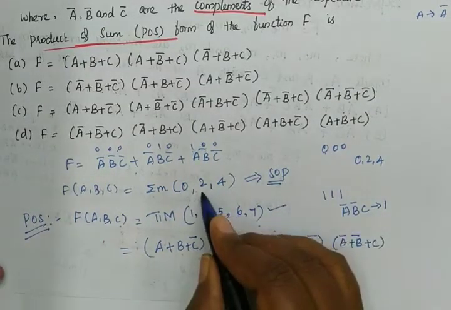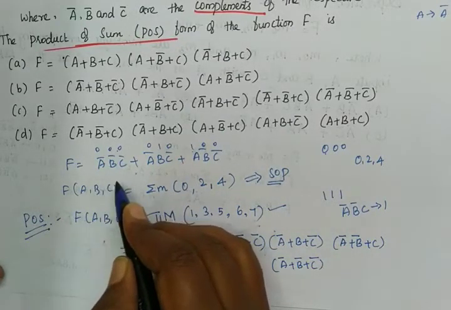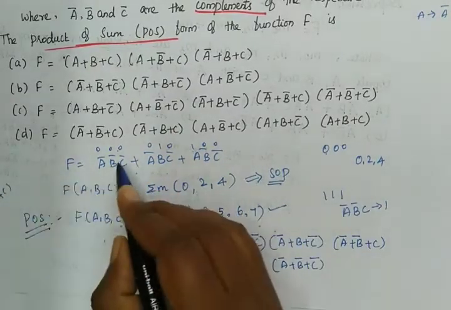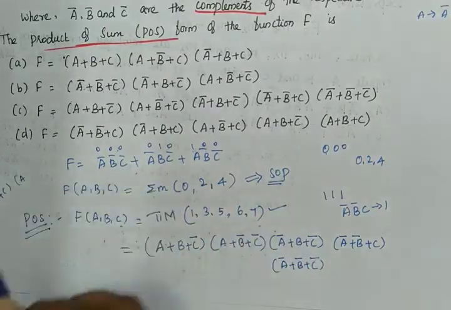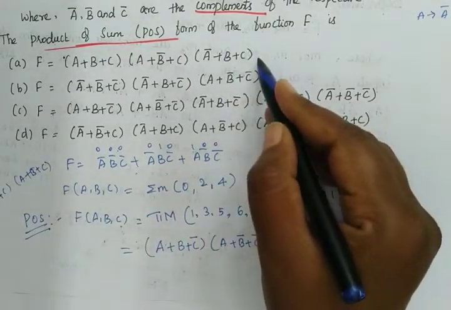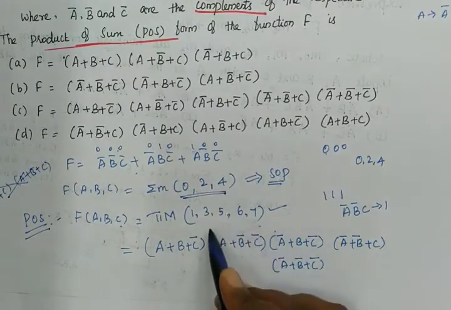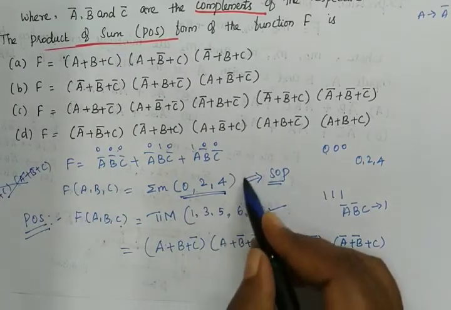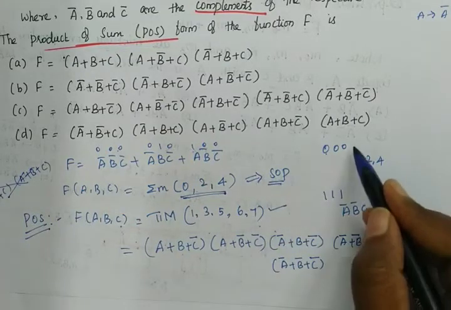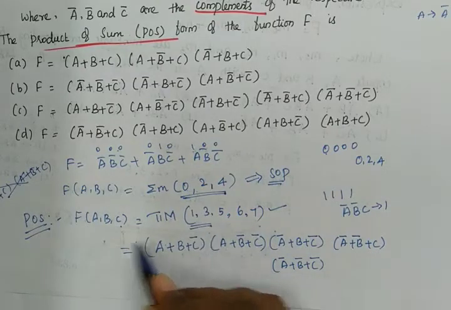Remember, you should not write this as it is. If you change this to POS, the mistake is to directly write the expression as A plus B plus C into the complement of this, then A plus B bar plus C. If you write like this, you will think that this is the correct answer, but actually this is wrong. What we have to do is check the numbers, then write the missing numbers. If we have more than 8 numbers, we have to check from 0 0 0 0 to 1 1 1 1, and represent the missing numbers here to get the POS.